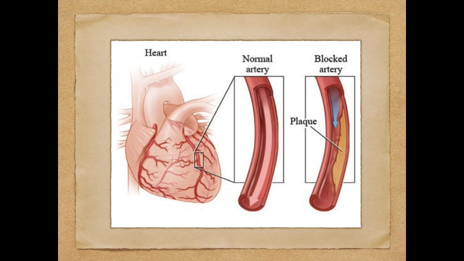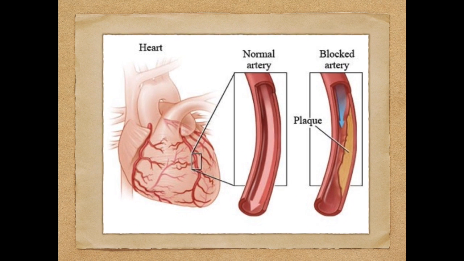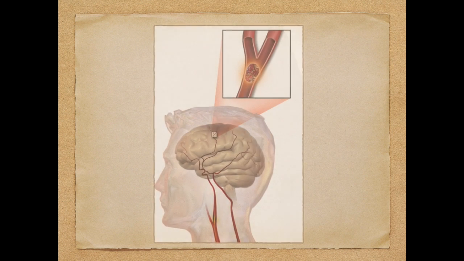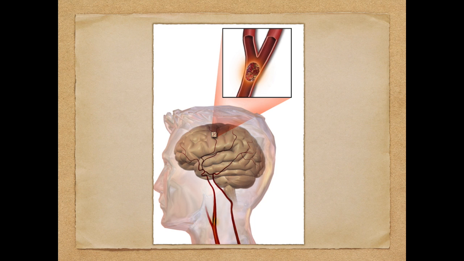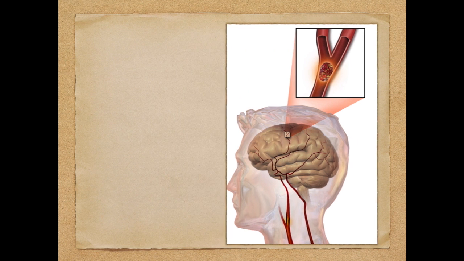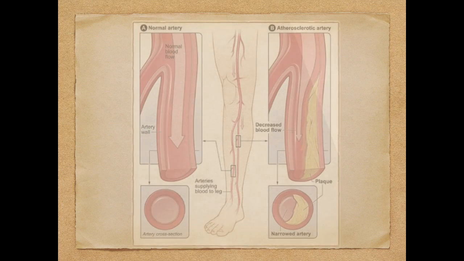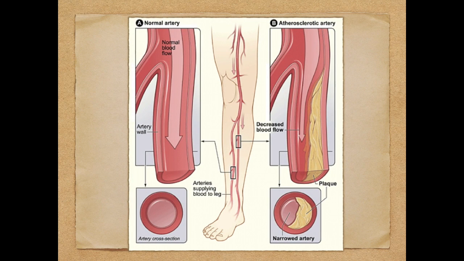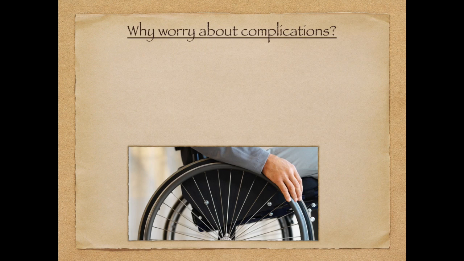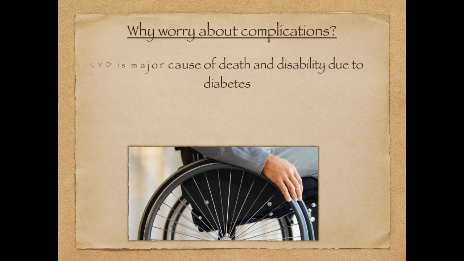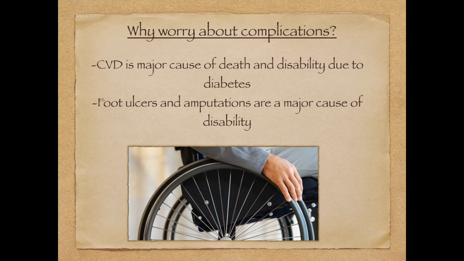Blockage of blood vessels supplying the heart muscle causes angina and heart attacks. When the blood vessels supplying the brain are affected, the result is a stroke. It can also affect the blood vessels supplying the legs, causing non-healing ulcers, which can potentially lead to amputations. The risk of death due to cardiovascular disease is 2 to 4 times higher in patients with diabetes. Likewise, foot ulcers and amputations are a major cause of disability due to diabetes.